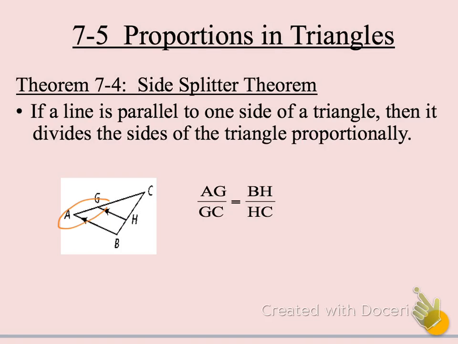So this is the part that's dividing the sides of the triangle proportionately. I can take AG and put it over GC and set it equal to the opposite side. Since AG should be the same as BH, then that means GC should be the same as HC. So you can see that we can create a proportion based on this information.